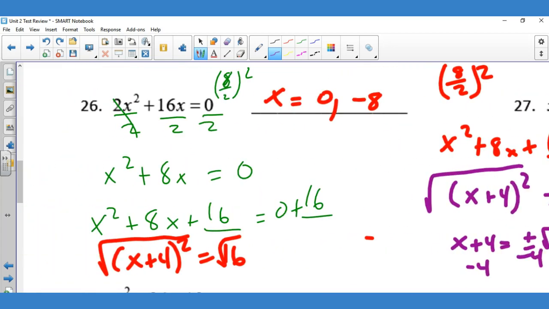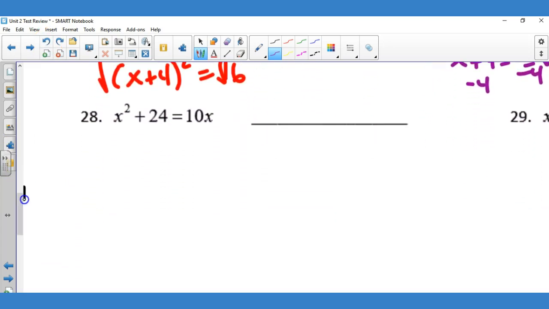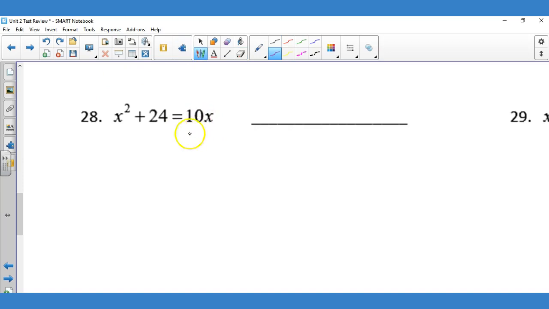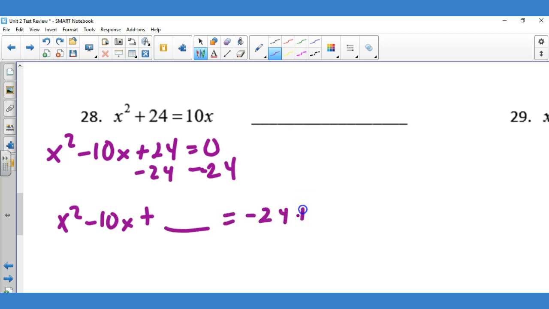Alright, almost done with this video. We have number 28. We've got to do some reordering right here. We're going to take this b term and move it back over here. Minus 10x, minus 10x gives us negative 10x. Then we're going to subtract 24 on both sides. So we have x squared minus 10x plus the space equals negative 24 plus the space.